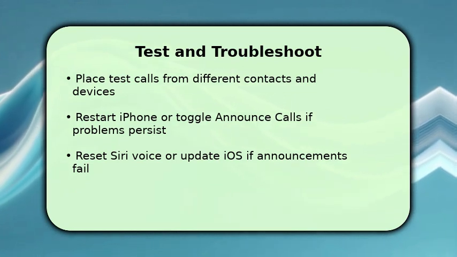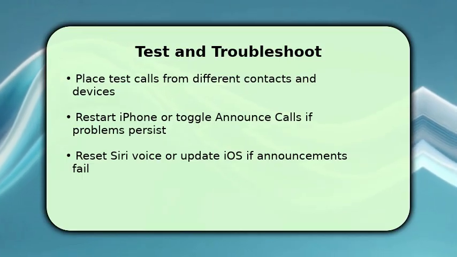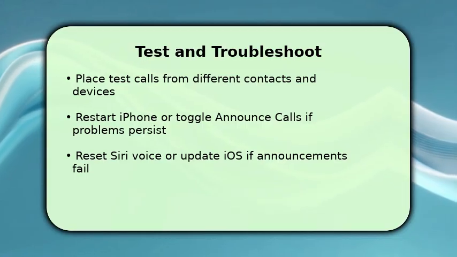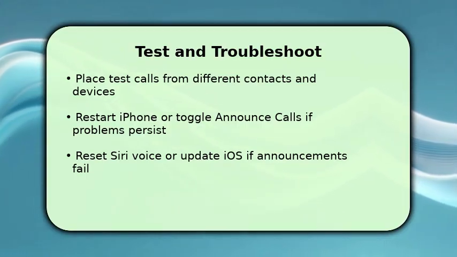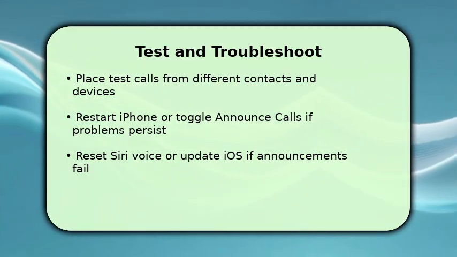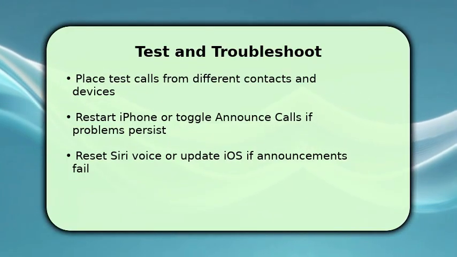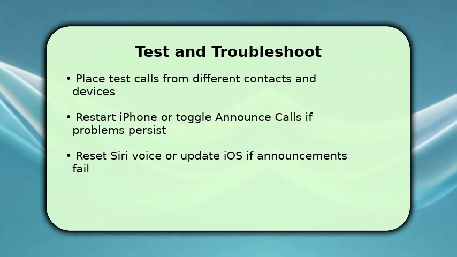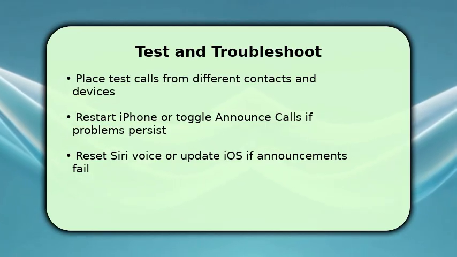If Siri doesn't announce names, restart the iPhone first, then toggle Announce Calls off and back on to reset the feature. Make sure Bluetooth profiles don't override announce settings, and confirm Do Not Disturb or Silence Unknown Callers isn't blocking announcements. If problems continue, change Siri's voice or install the latest iOS update, because speech synthesis fixes often arrive in system updates.